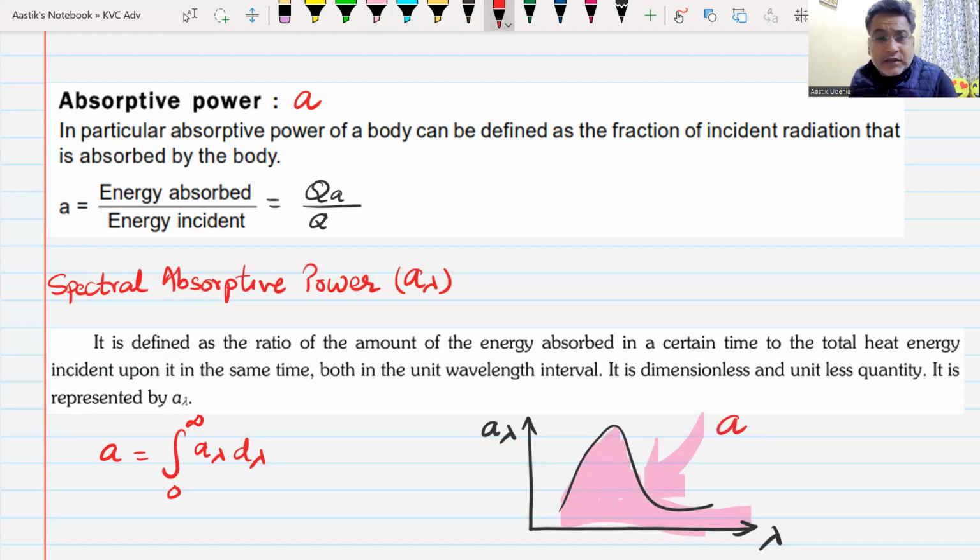Because the energy which is falling on a body is not of a single wavelength. It can be of wavelength starting from 0 to infinity. The area under this graph gives you the total absorptive power. Spectral absorptive power is the absorptive power for one unit wavelength. We understand this? I'll give you 2 minutes to note this down.